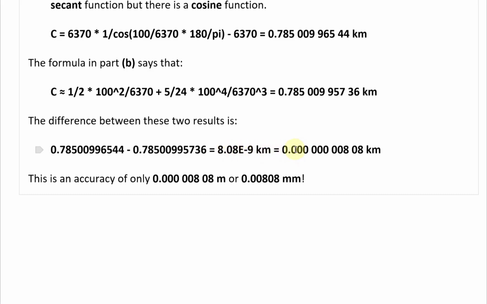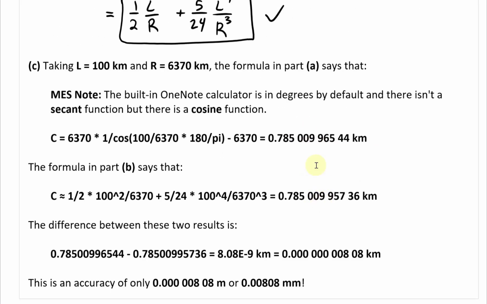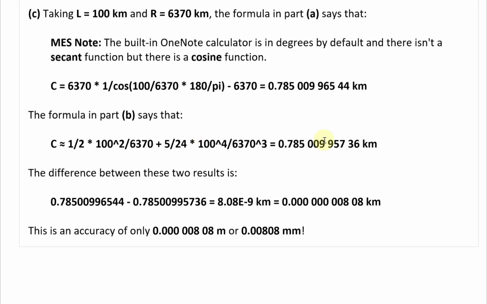So in other words, writing these out in zeros, we get 9 decimal places. So 3, 6, and this is the 9th one. That's why it's the negative 9 like that. So 0.00000000808 kilometers. So that's the difference between these two calculations when you use a more accurate calculator than my OneNote.